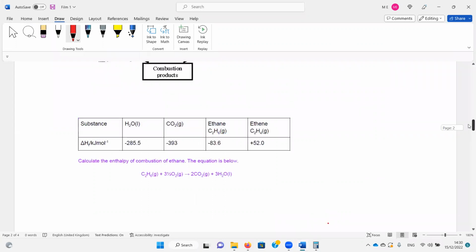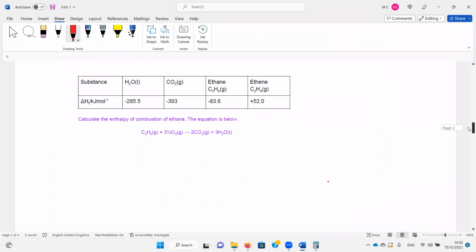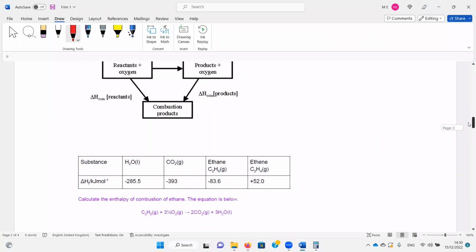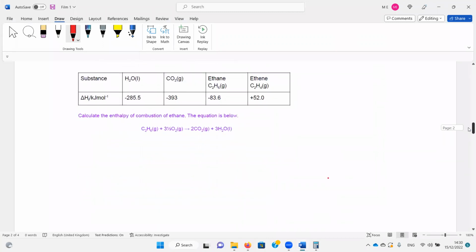So if you are presented with data, and this time you are presented with enthalpy change of formation data, and you are asked to find out the enthalpy change of this chemical reaction. So what are you supposed to do? First thing, look at your reaction, see what it is made of. So your reaction is made of oxygen, hydrogen, and carbon.